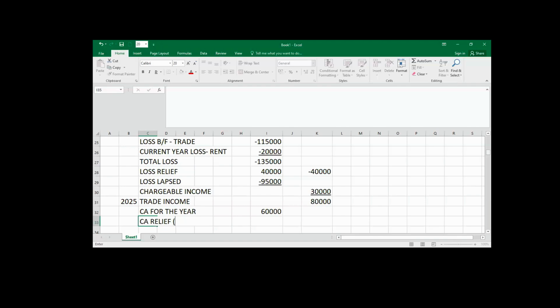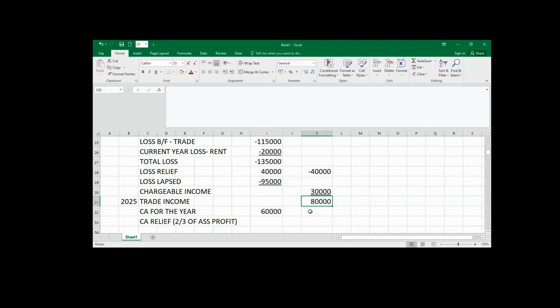That means we assume the company is trading. So we are going to restrict to 2/3 of accessible profit. So our accessible profit is the 80,000 we have here from trading income. So if you take 2/3 of 80,000, how much does it give us?